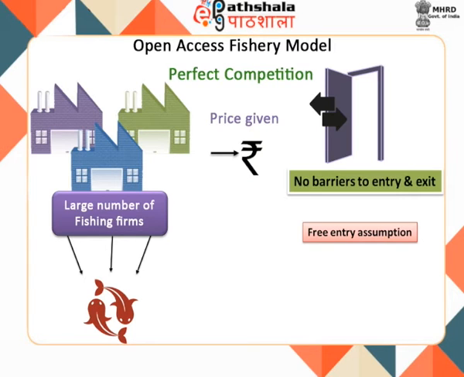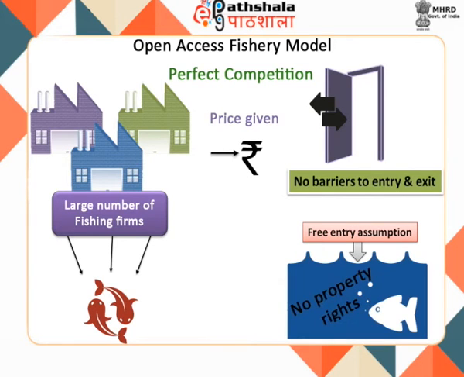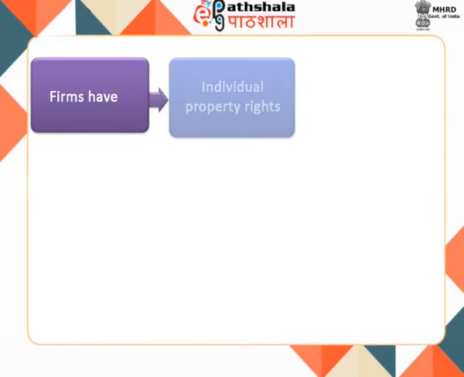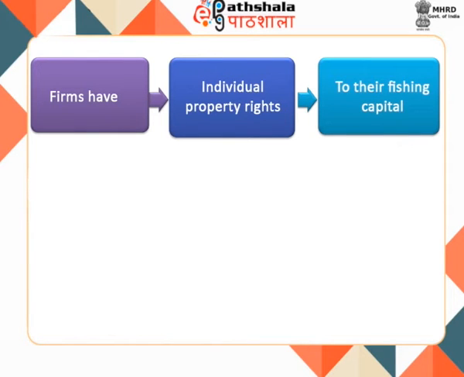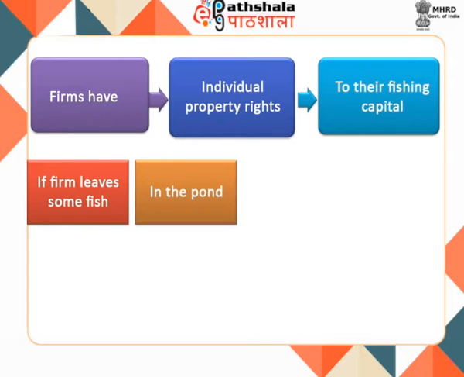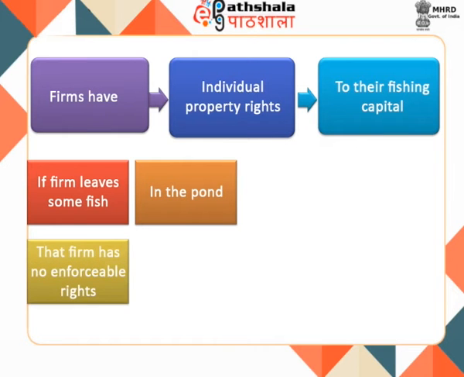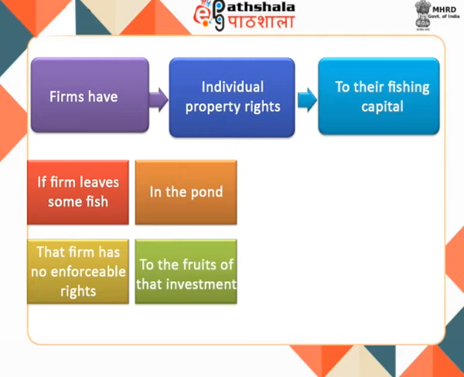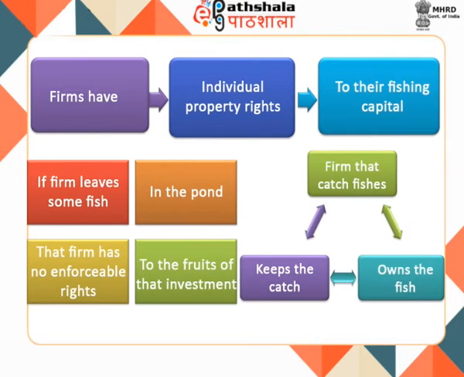However, the free entry assumption in open access fishery comes with an additional rider of no enforceable property rights to the in situ fishery resources, including the fish in the water. But firms do have individual property rights to their fishing capital and to any fish that they have actually caught. Moreover, if any firm chooses to leave some fish in the pond, contemplating investment to enhance the growth of fish, that firm has no enforceable rights to the fruits of that investment. Any firm that catches the fish at any future date owns the fish and keeps its catch.